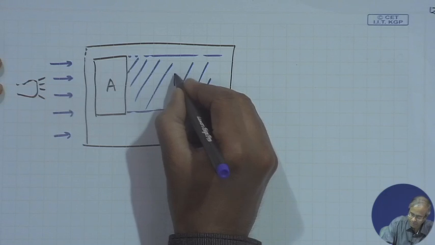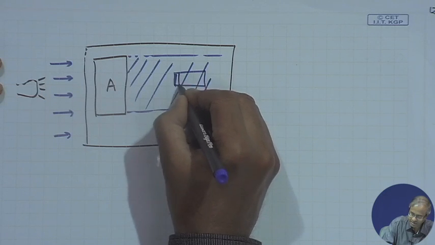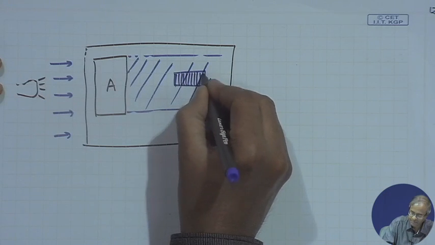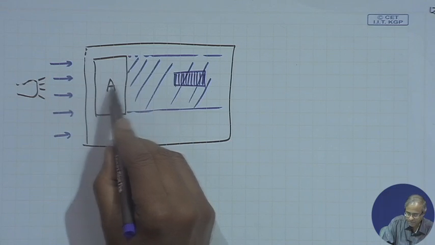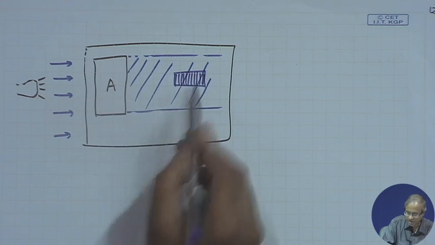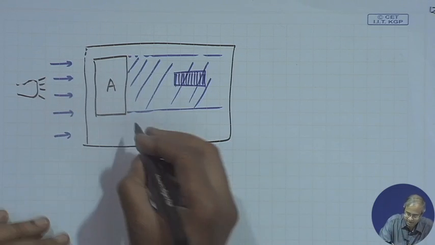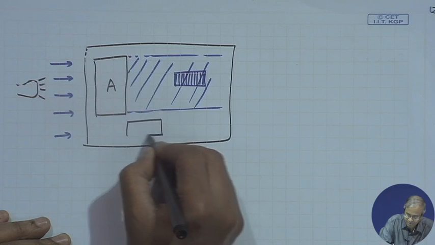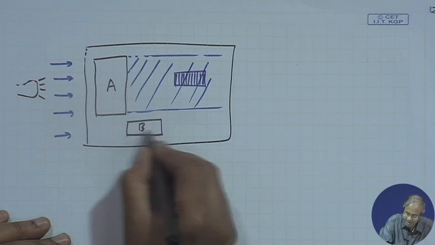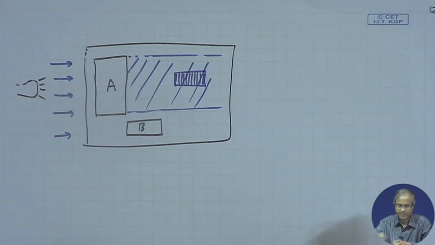So, there can be some blocks in this region also. Let us say there was a block here. So, this shadow will totally cover this block. Okay. Such things can happen. But if there is some block out here, let us say a block B here, this B will also get the light. Okay. Fine.